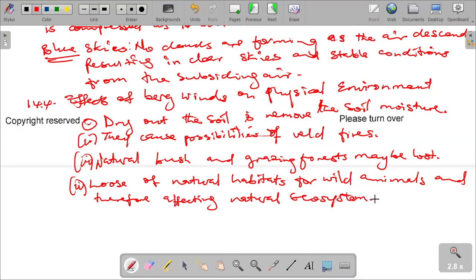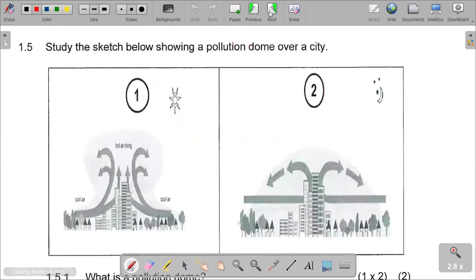Therefore, it will affect the natural ecosystem. So these are the effects of bad winds on the physical environment. We can list quite a lot of them, and then we can add as many as possible. But for the amount of marks that we have there, it is enough.